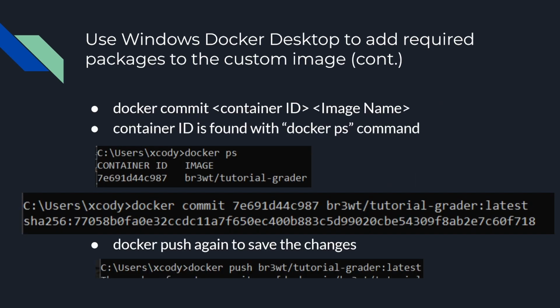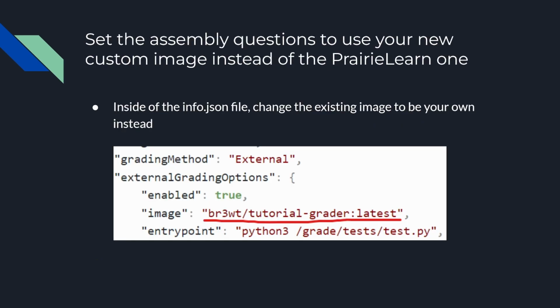And then you want to docker commit, so we got to save these changes. You need the container ID for this, which you can find by doing docker ps. You see that image there, there's my container ID. I run docker commit, then the container ID, then the image name. Again, you can put in that :latest at the end. It gives you a hash. It's not really important though. So after you commit it, you want to do docker push, again with the image name at the end. And that'll save your changes that you just made by adding the packages and stuff.